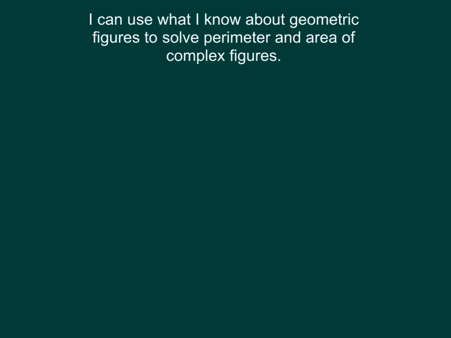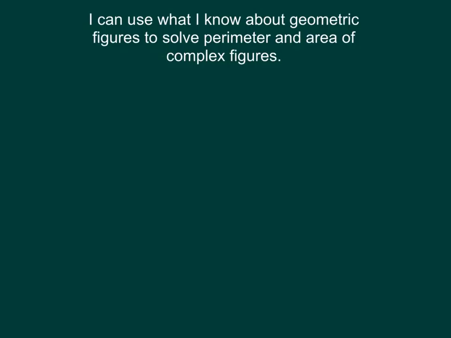Our I can statement for this part of the lesson is, follow along, I can use what I know about geometric figures to solve perimeter and area of complex figures. Now, we've learned a lot about geometric figures like triangles, rectangles, squares, and parallelograms. We know the formulas for the perimeter and the formulas for the area of each of those figures. Today, we're going to use those to solve the perimeter and area of complex figures.